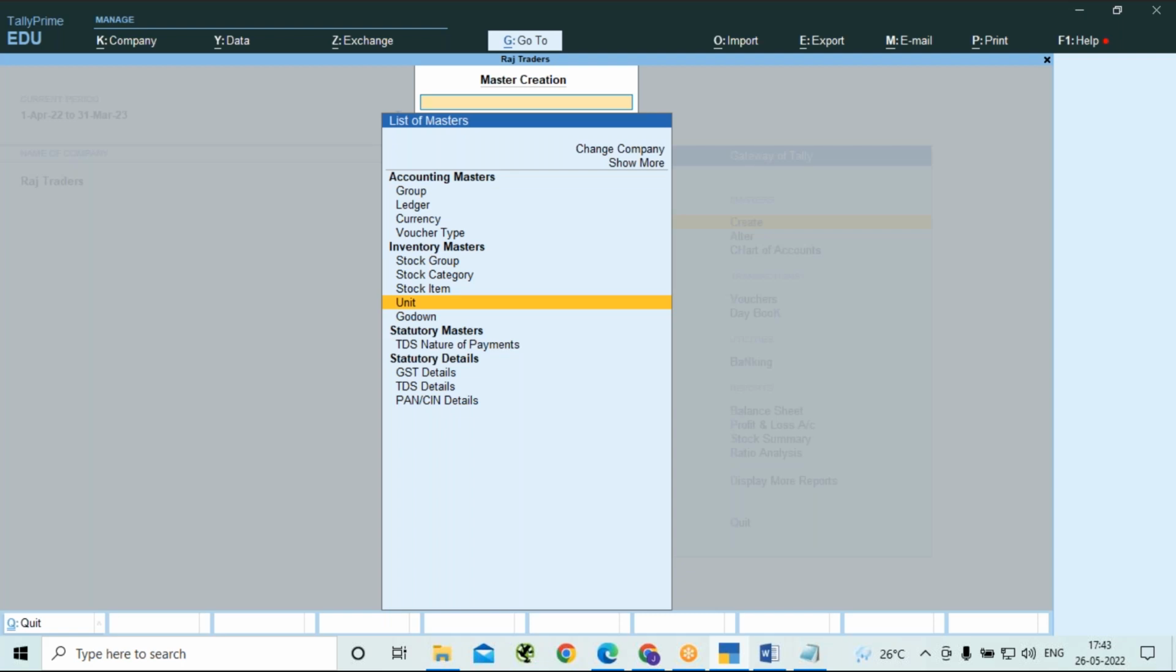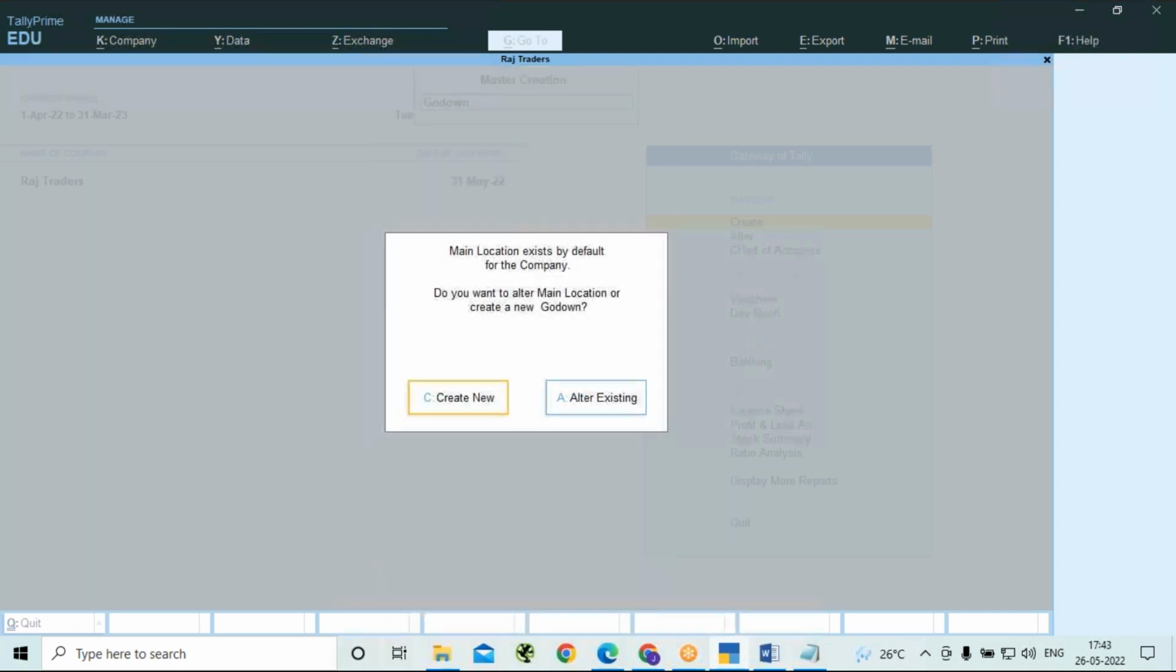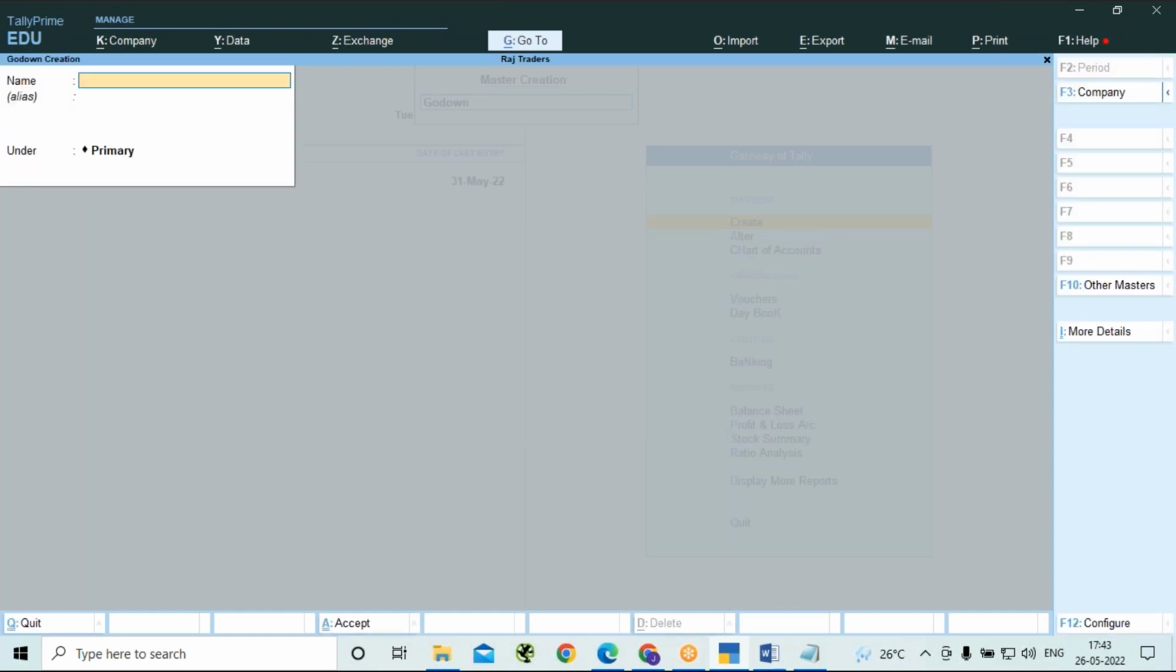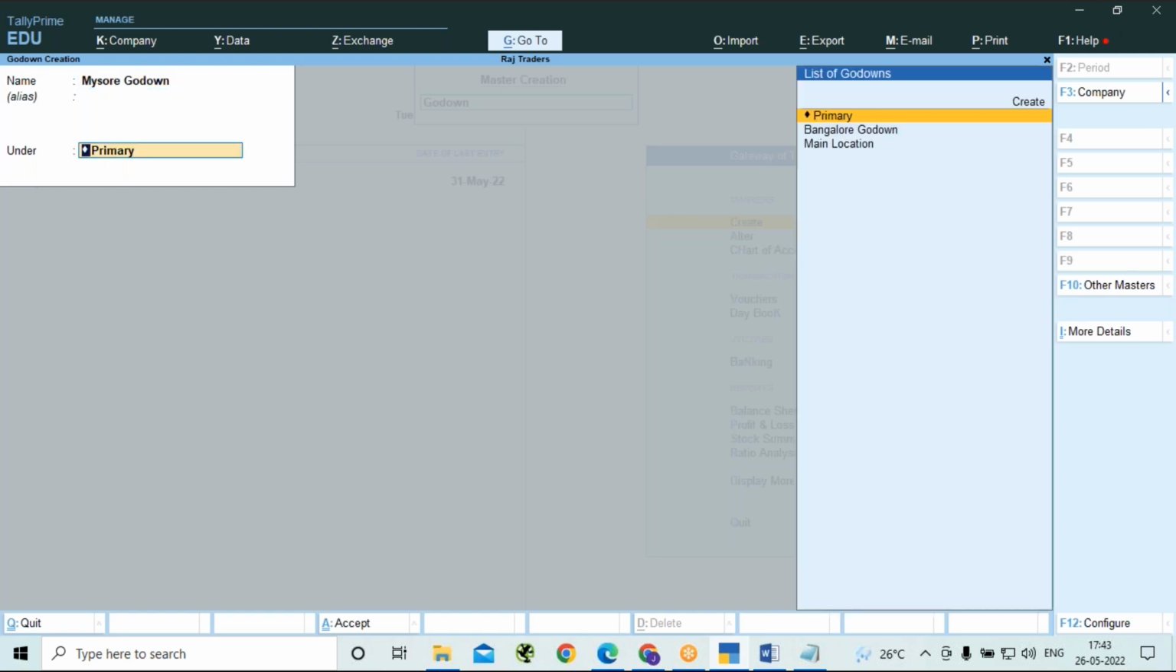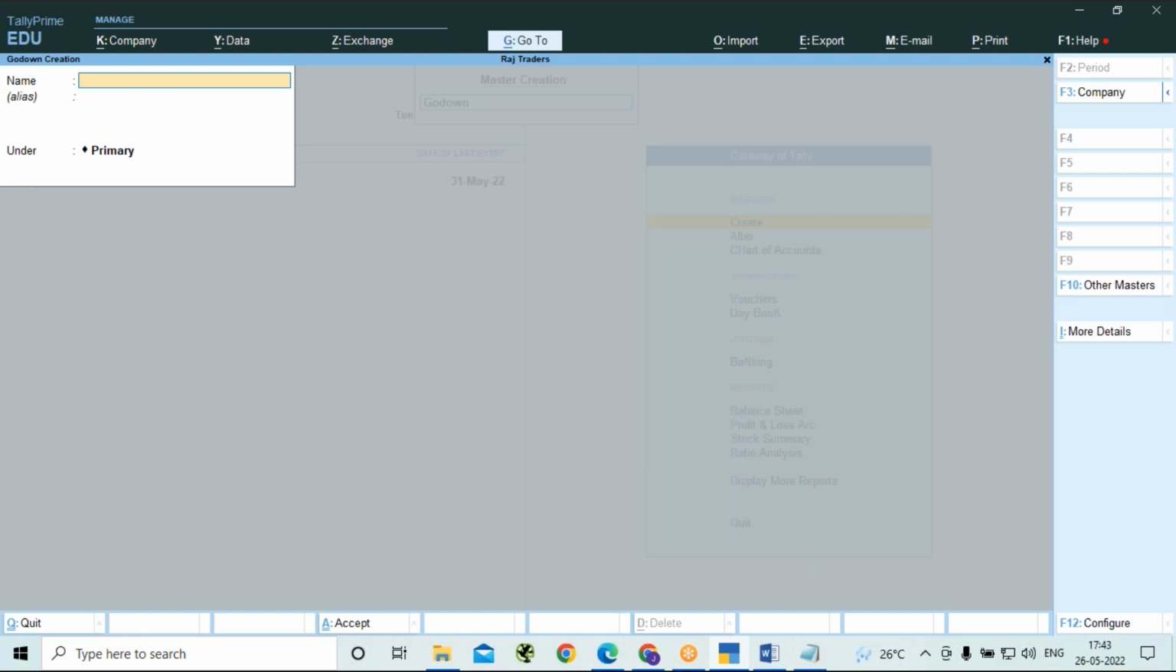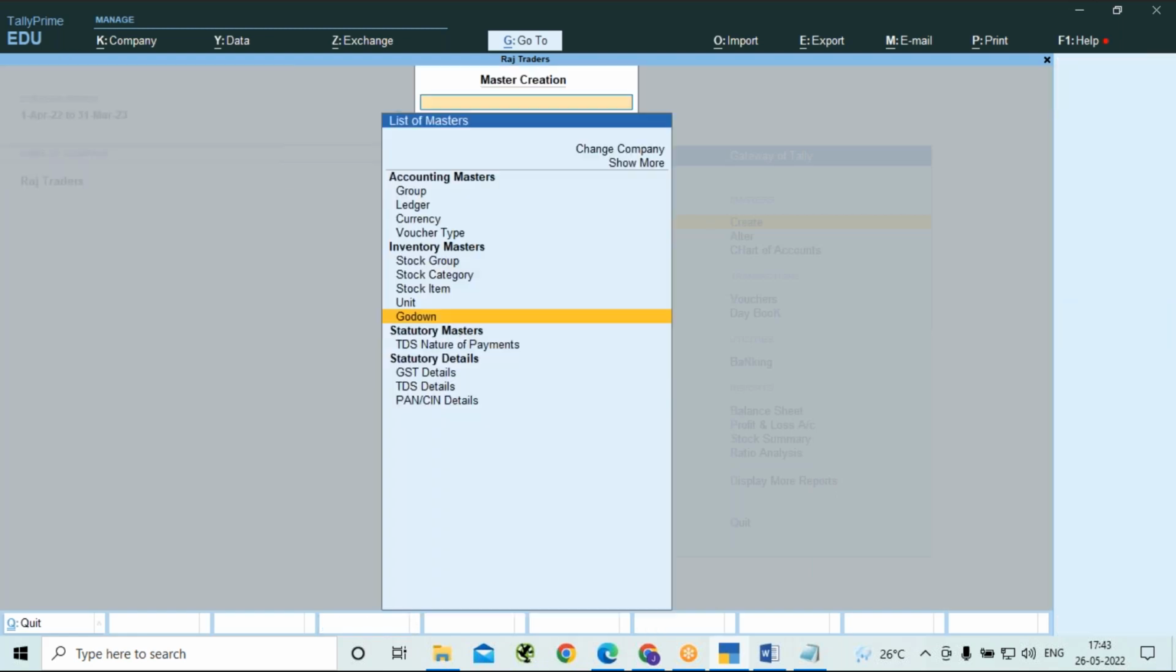Yes, sir. So the next one is godown. Let me create the godown. As I said, there is one default godown with the name Main Location. Do you want to make a change in that? I don't want to make a change in that. I will go to create new. Let me create it with the name Bangalore godown, and the other one is Mysore godown. Till now we have been creating stock groups, stock categories, units, godown.